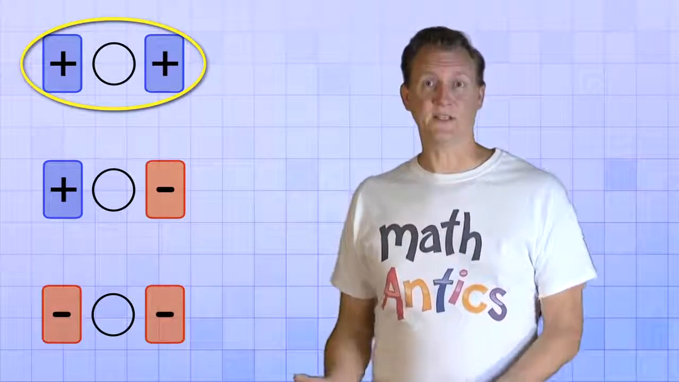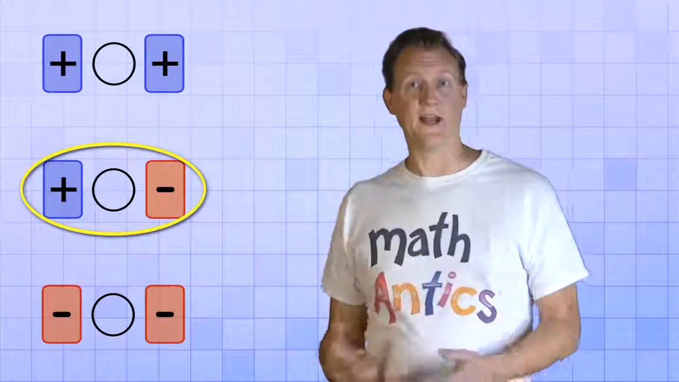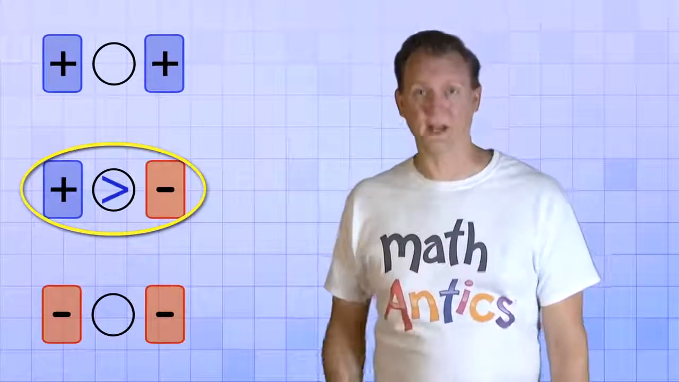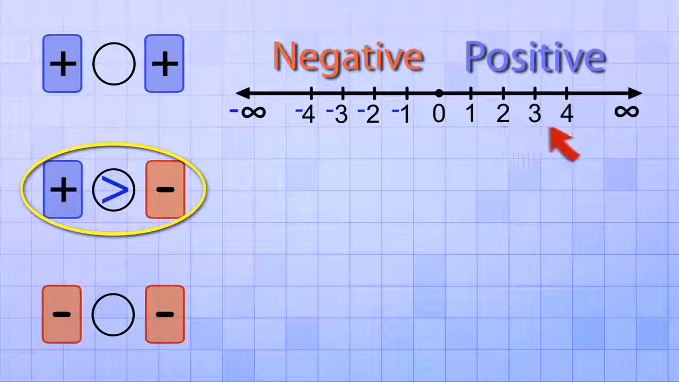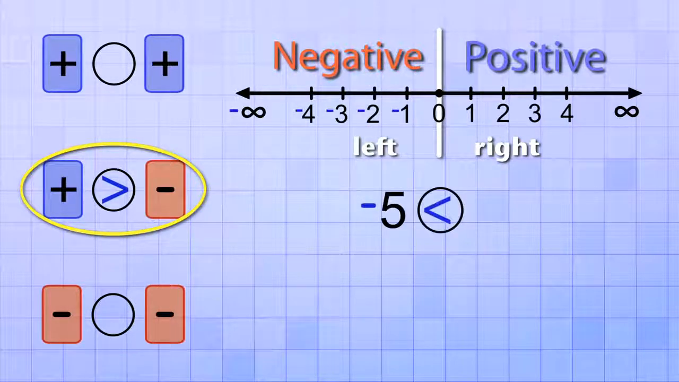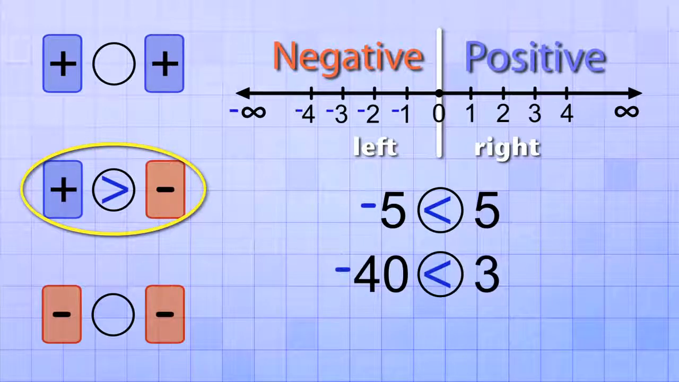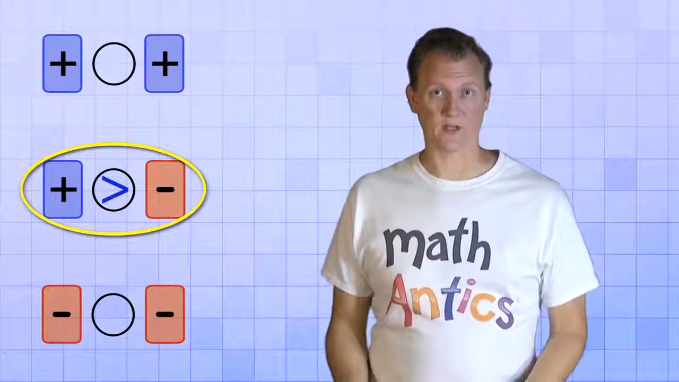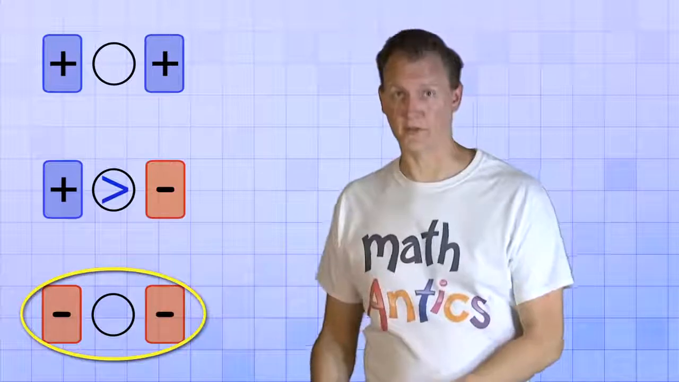It's also really easy to compare a positive integer and a negative integer, because a positive number is always bigger than a negative number. All of the positive numbers are on the right side of the number line, and all of the negative numbers are on the left. So negative 5 is less than 5, and negative 40 is less than 3, and negative 100 is less than 1.